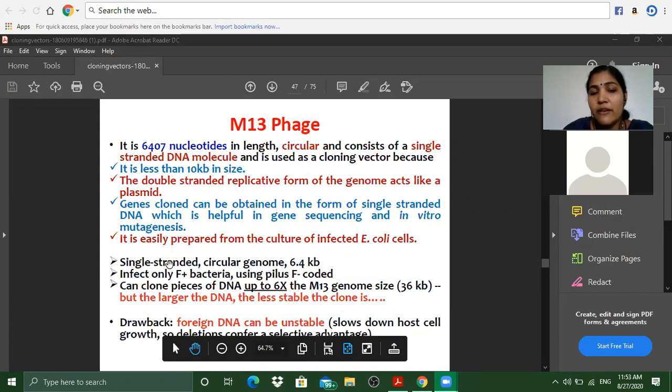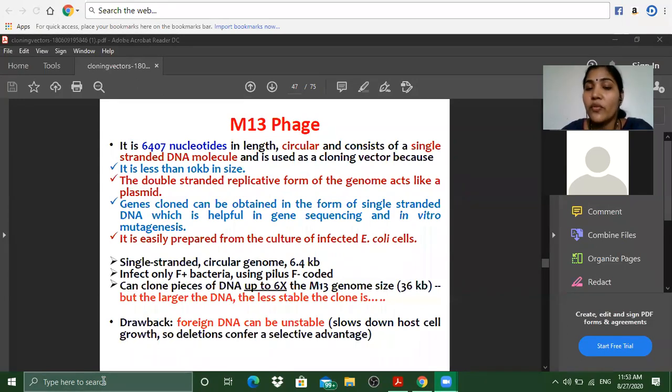So what do we mean by F plus bacteria? That means it can infect only those bacteria that already have the F plasmid in them, which is in the mode of replication. So only those bacteria will be getting infected by this particular phage, the M13 phage.